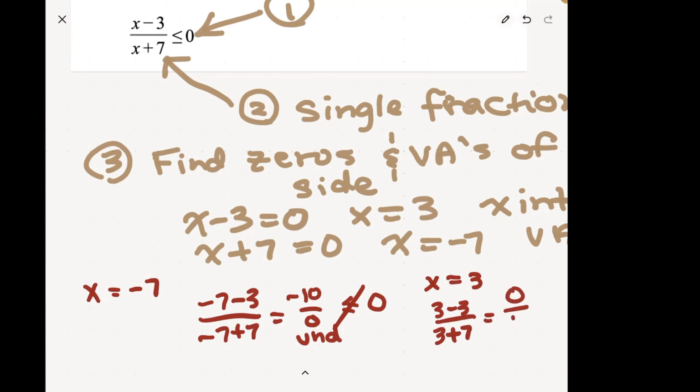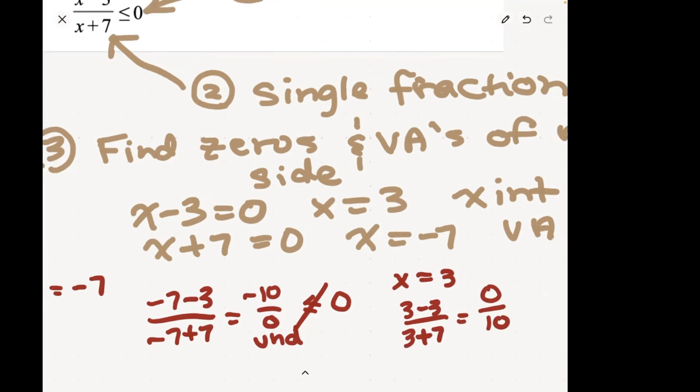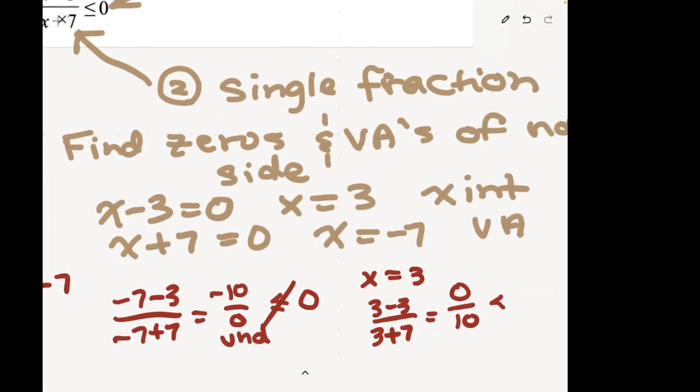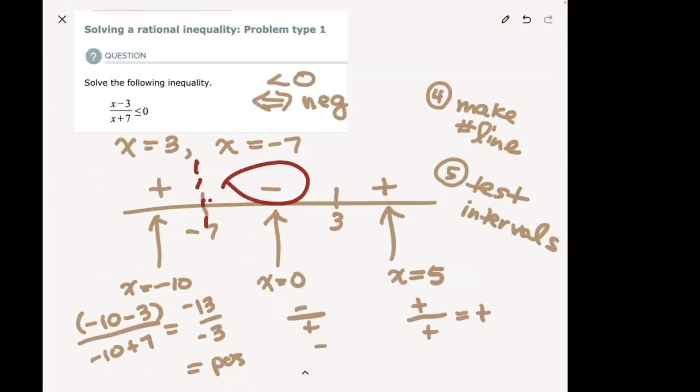If I plug in x equals 3, I get 3 minus 3 over 3 plus 7, which is 0 over 10. It's okay to say that is less than or equal to 0 because 0 divided by 10 is 0. So that one works. 3 works, -7 does not work. So I have to put an open point at -7, a closed point at 3, and I'm keeping the numbers in between. In interval notation, you would use parenthesis -7, comma 3 with a bracket.